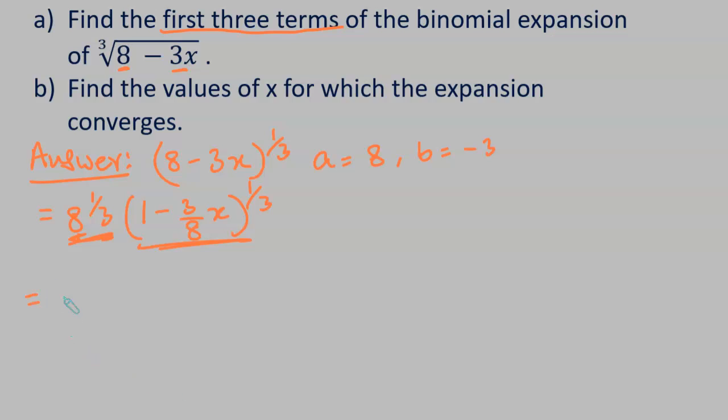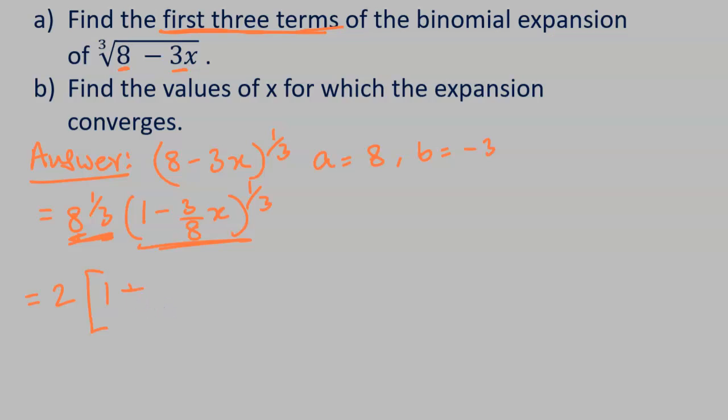So, this will be 2 and then it will be in C0, first 3 terms, only the 3 terms we have to give. So, in C0 is 1, whatever may be the value of n, it is always equal to 1. And then it will be b over a, negative 3 over 8 times x raised to the power of 0 because r is equal to 0. So, that is the first term is equal to 1.